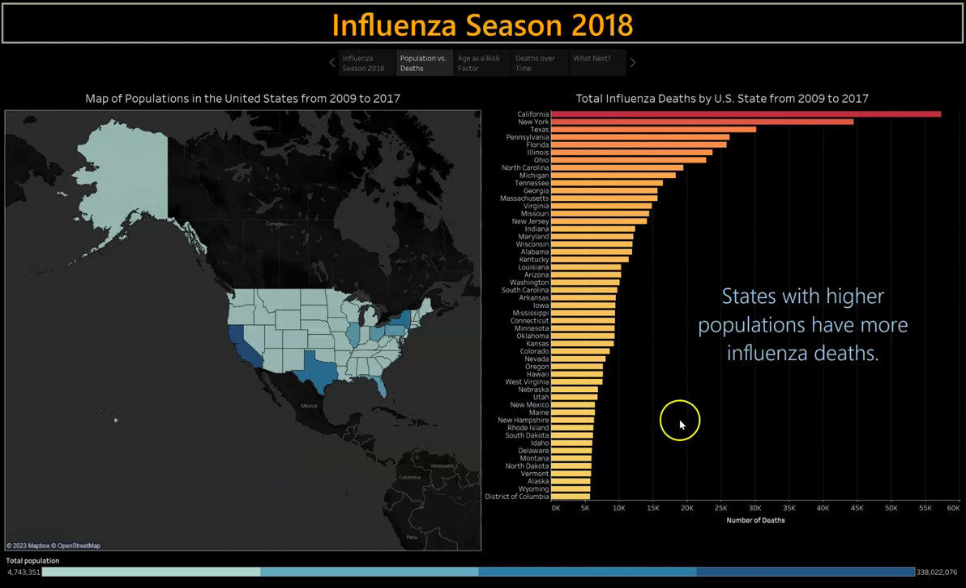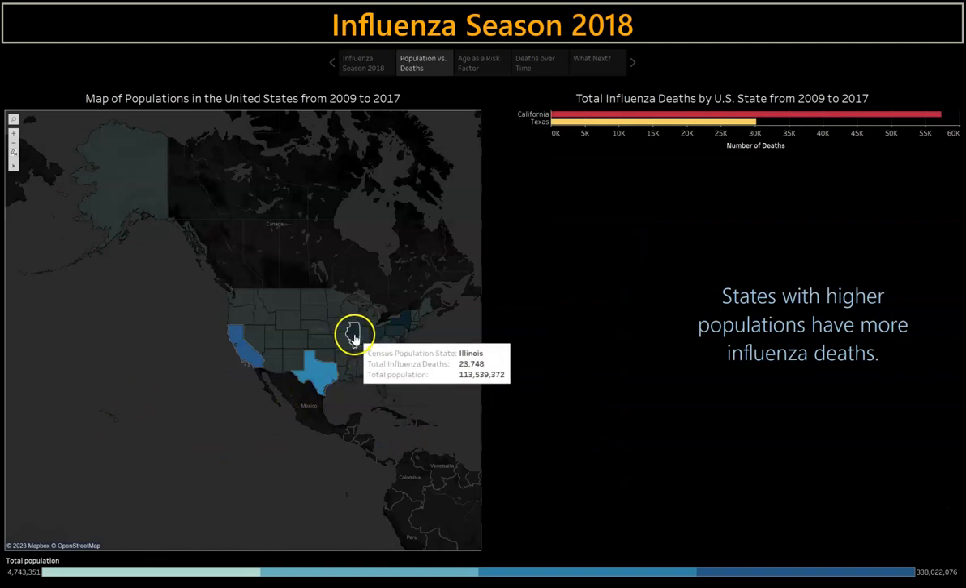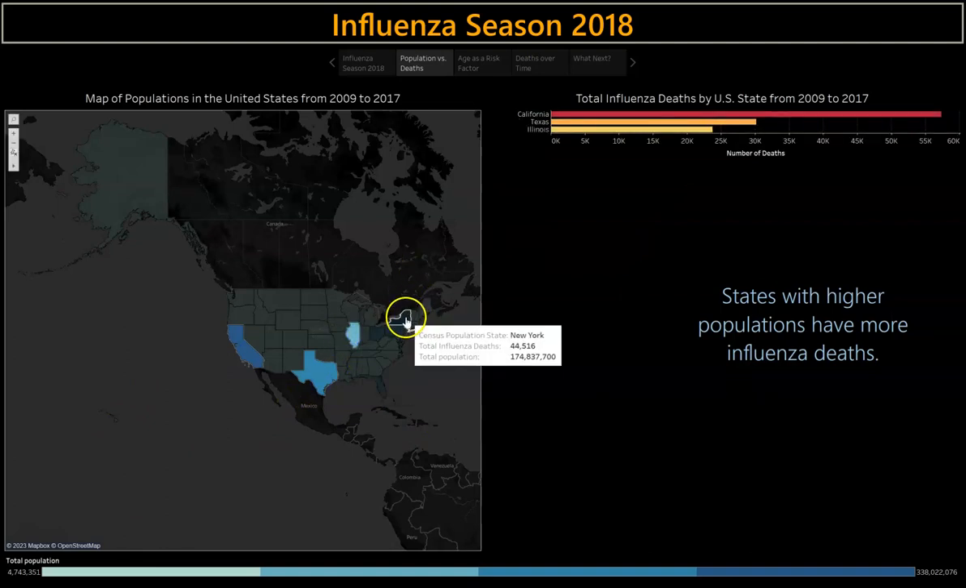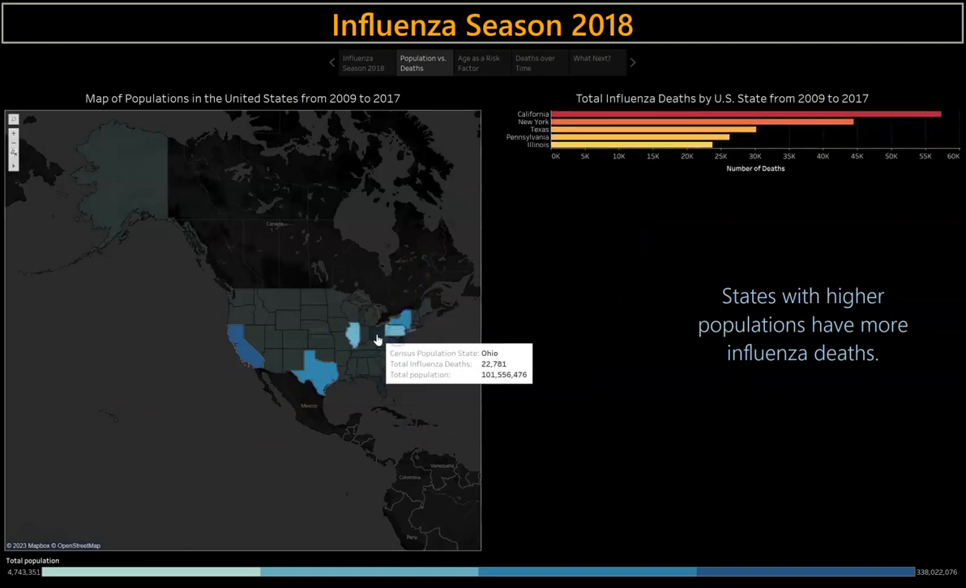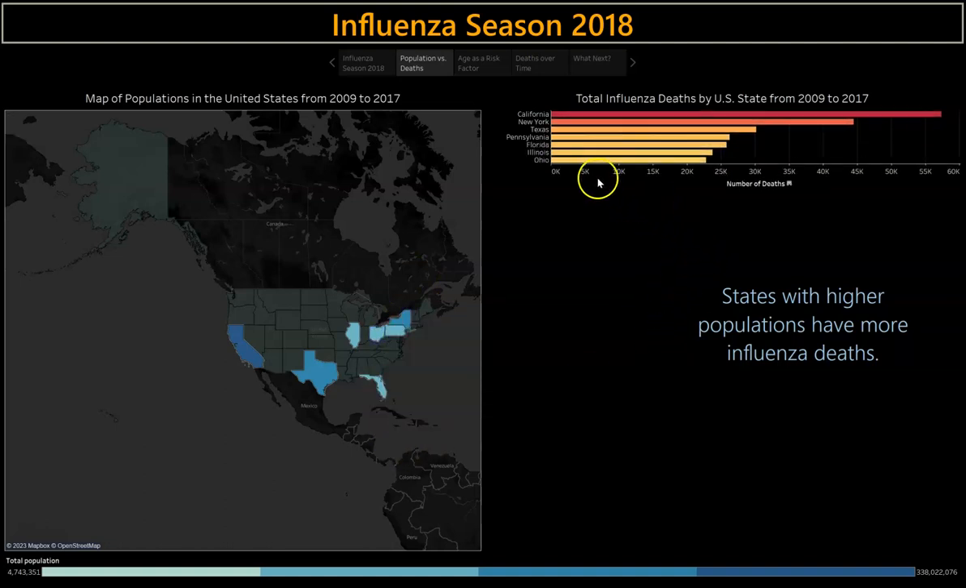If you look to the right, you can see a bar chart of the total deaths in those same states within the same period of time. So that's 2009 to 2017. If you want to look, you can click on these higher populations, and you can see Texas, California, Illinois, we got New York, Pennsylvania, Ohio, Florida. These guys are the highest.